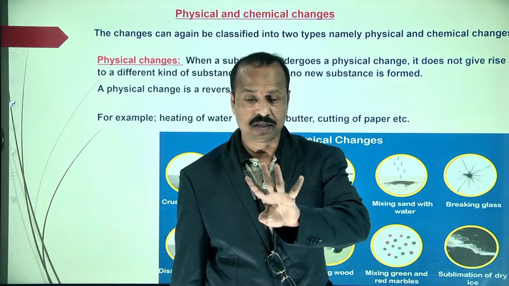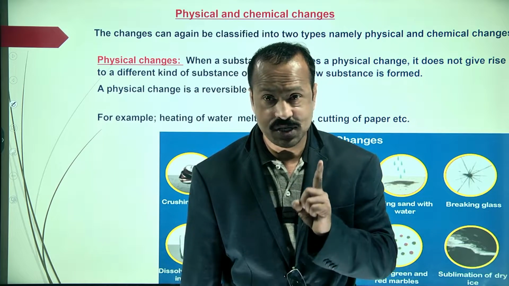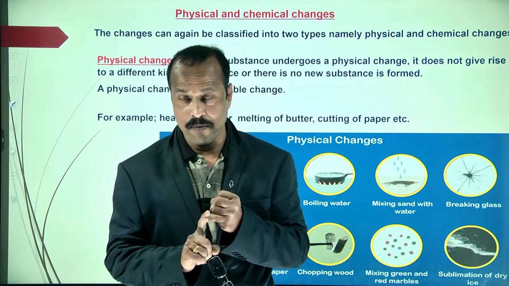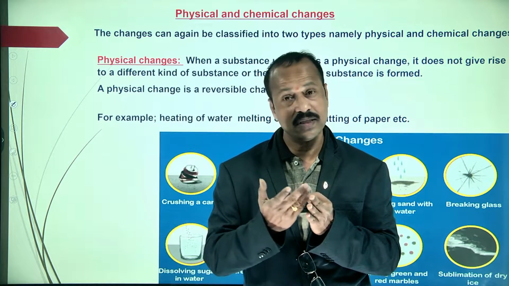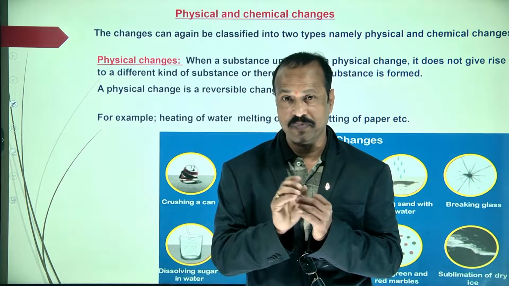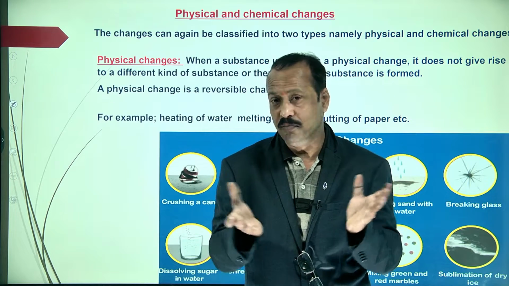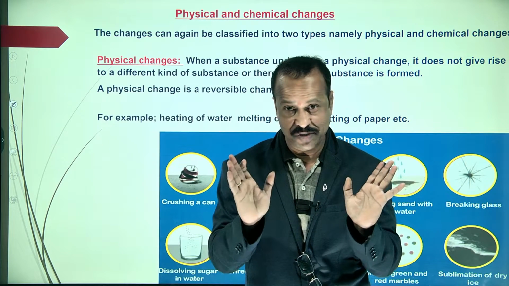So remember these four things. What are the four things? First one, only change in the physical properties like shape, size, and state, etc. That is the first thing you have to remember. Second thing you have to remember is that there will be no change in the composition. Means what? How it is made up of. In that there will be no change.